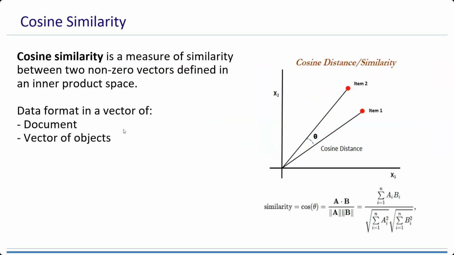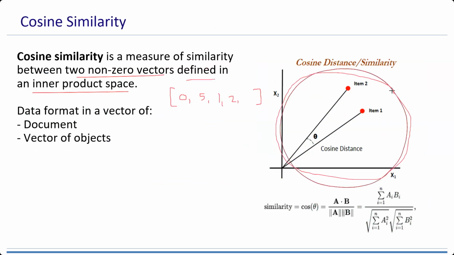There is another kind of measurement, we call it cosine similarity. Cosine similarity is a measure of similarity between two non-zero vectors. It means we have a vector, but the value will be some positive number. Let's say if we have zero and there's another value, maybe one, 1, 2, and so on. It is defined in an inner product space. So we have a space that we need to define the value.